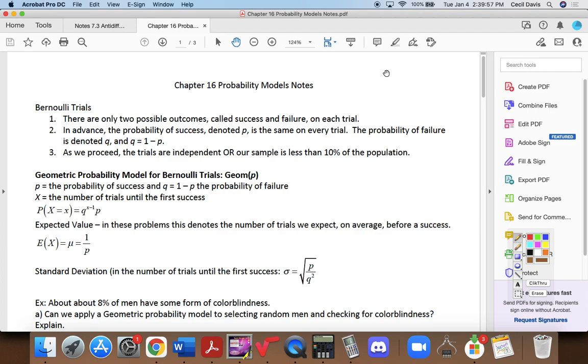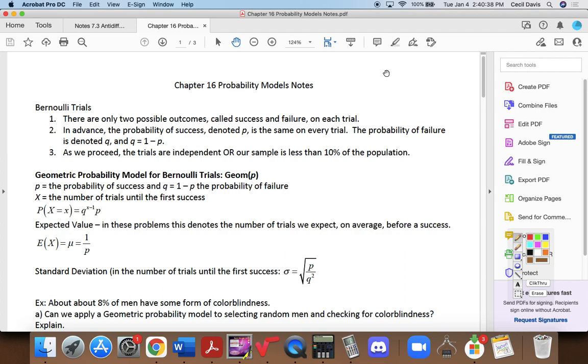Now, in advance, the probability of success, which is denoted P, is the same on every trial. The probability of failure is denoted Q, and it's always 1 minus P. And you'll see this on the AP exam on the formula page. They don't use Q. They just always use 1 minus P. So that's one less letter. I use Q, but it doesn't really make any difference. Either is just fine. Thank you. You're welcome.